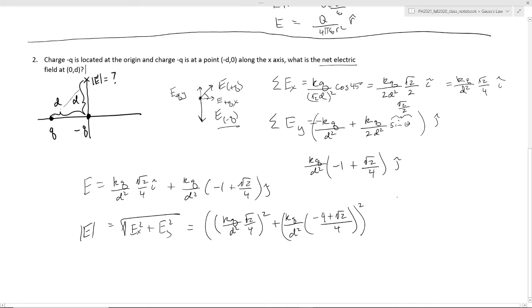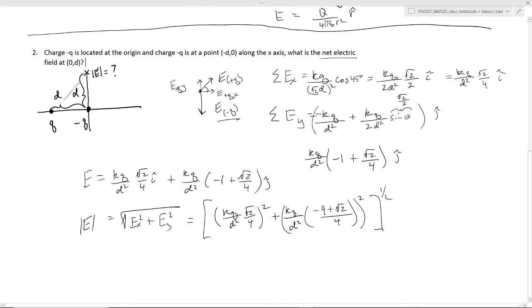And that thing squared. And we were taking a square root of this whole, I'll put it in a bracket. Take a square root of that whole thing. So this looks kind of messy, but notice we can pull out this common factor. So this kq over d squared is common to both terms, and then we would take a square root of it. So in other words, we can pull that piece out of the square root, and we're left with this stuff.